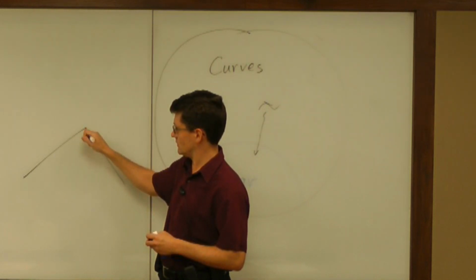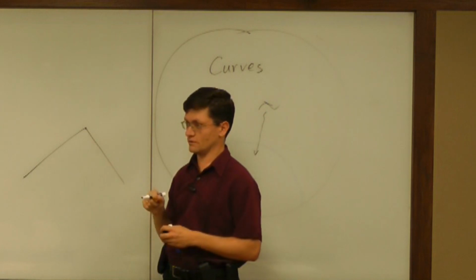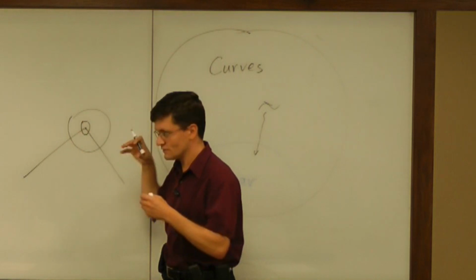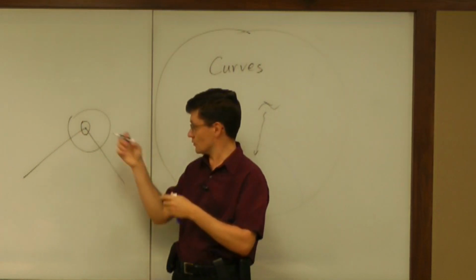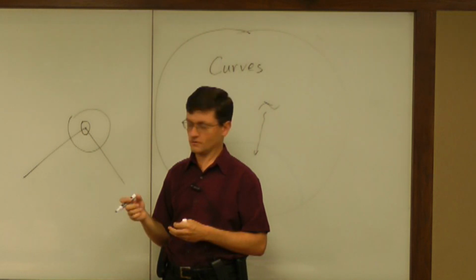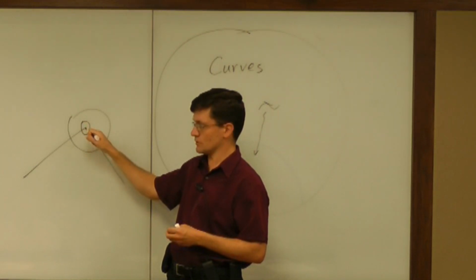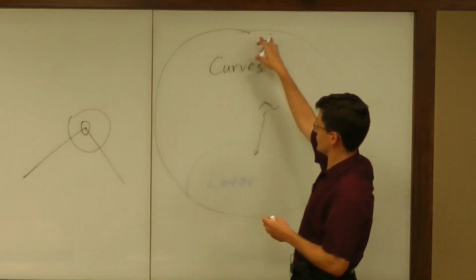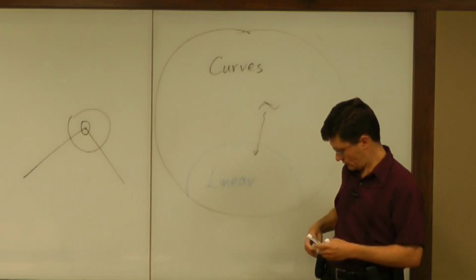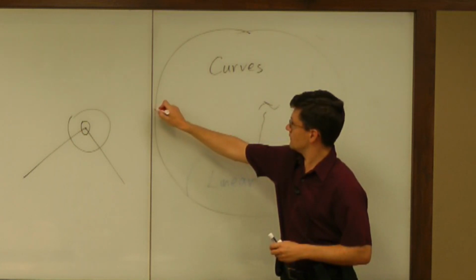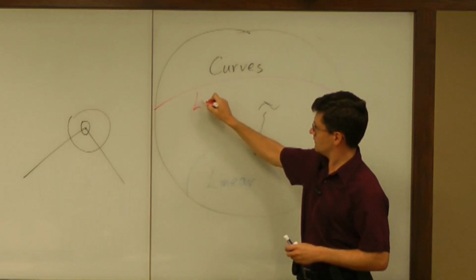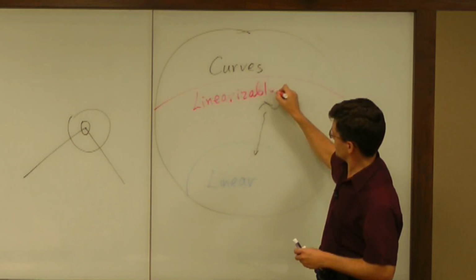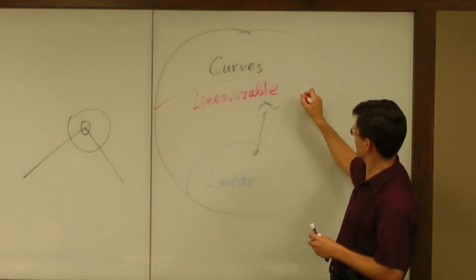If you take a corner and you choose that point and you zoom in, no matter how close you zoom in, the corner will remain a corner. That piece of the curve will never look like a line for you. So there are curves out there that you cannot linearize. So there are linearizable, if there is such a word, curves.